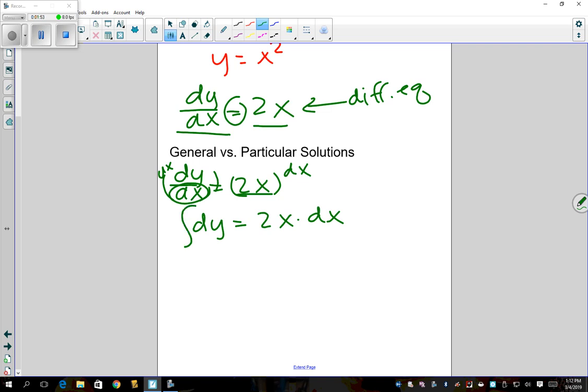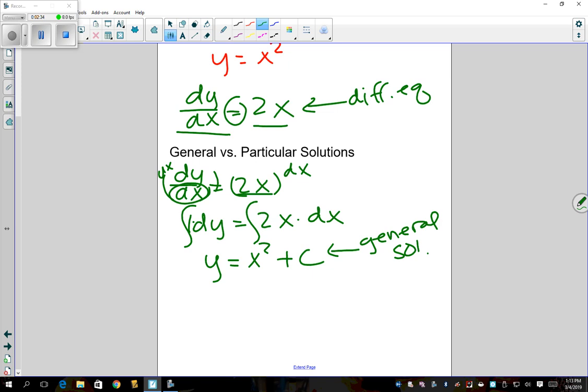So when I integrate both sides, when I integrate 1 times dy, so 1 with respect to y, I'm left with y. And when I integrate 2x dx, I'm left with x squared. And then because I'm integrating, I have that plus c. So this is what we would call a general solution. It has no specific c value. We don't really know where it is located on the graph, except that there's an x squared. But the c determines the location of our x squared, whether it's up or down. So this is our general solution.